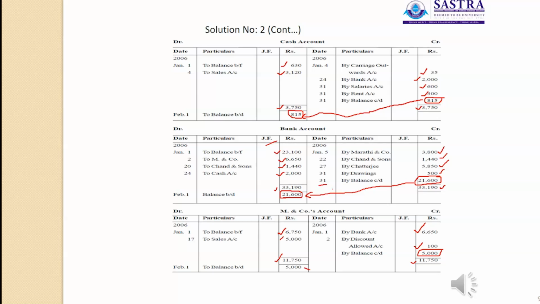That amount was settled by MN company account. So in the month of February, 5,000 is the balance of 31st January. This amount is transferred to the next month, 5,000.